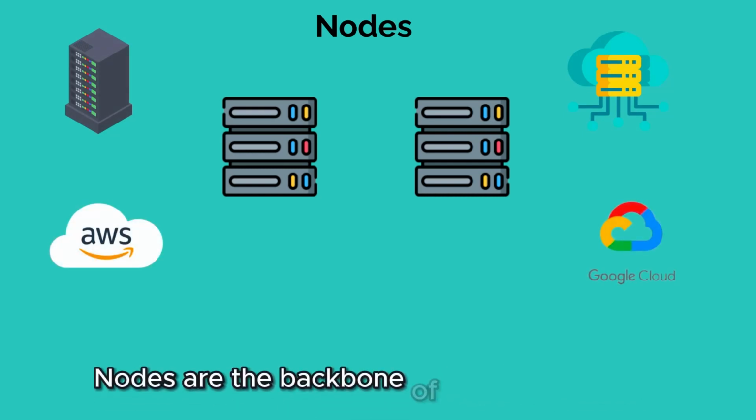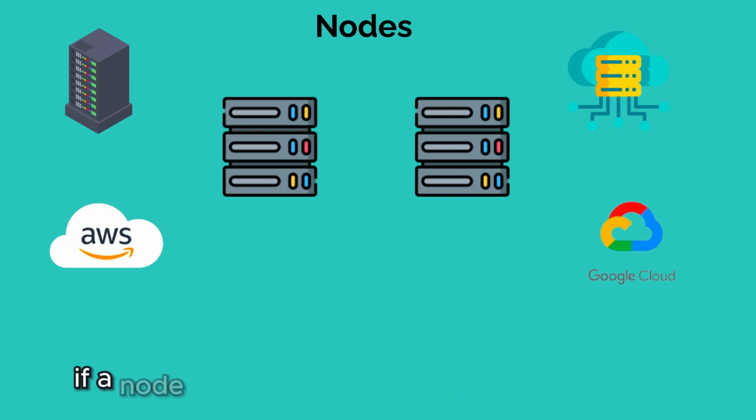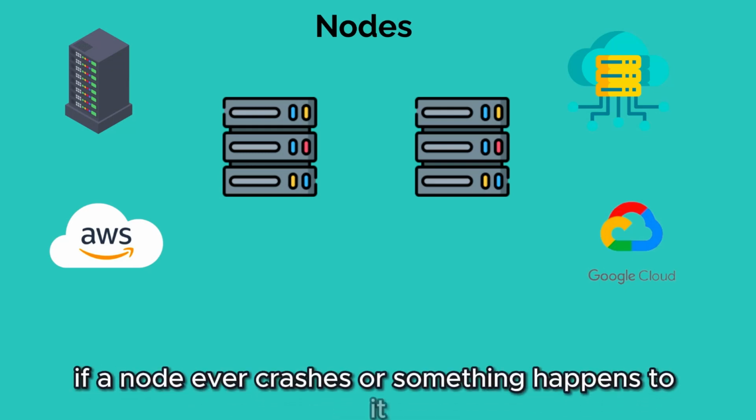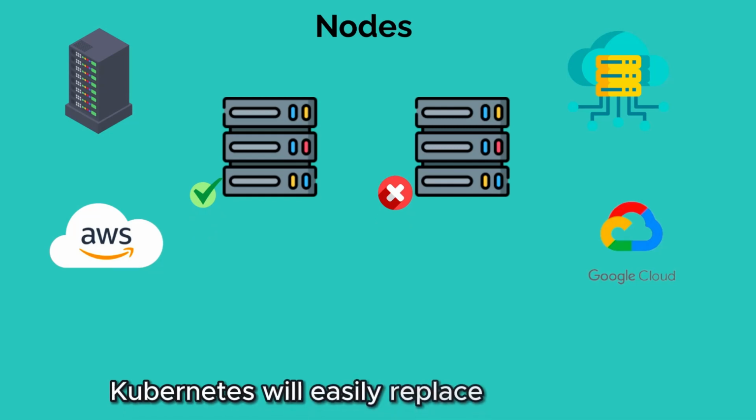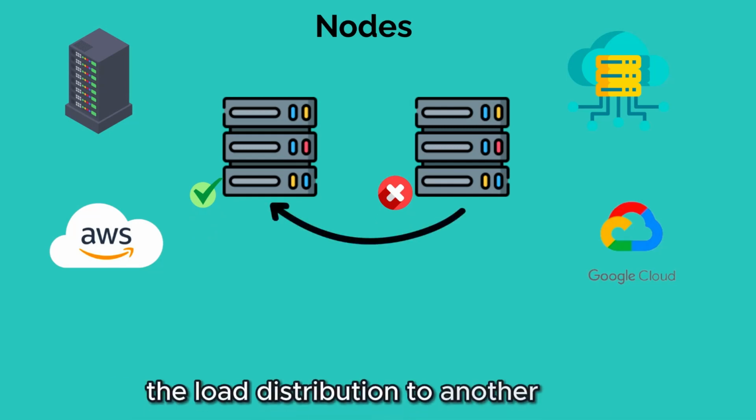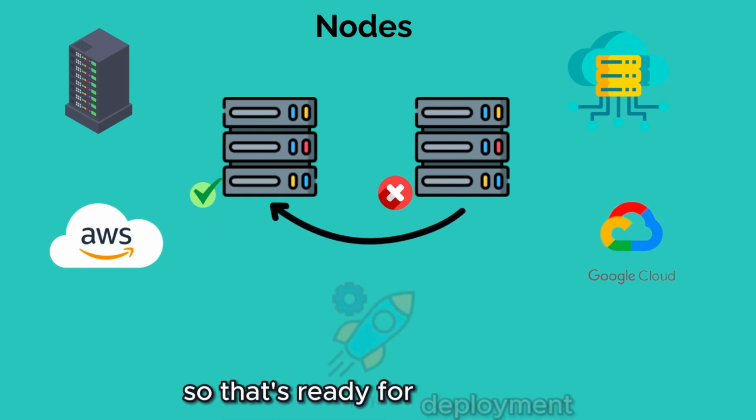Nodes are the backbone of your Kubernetes cluster. If a node ever crashes or something happens to it, Kubernetes will easily replace it by shifting the load distribution to another node so that it's ready for deployment.